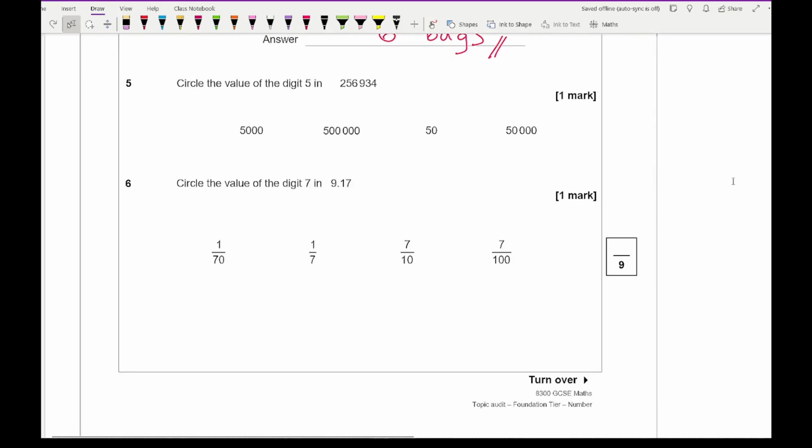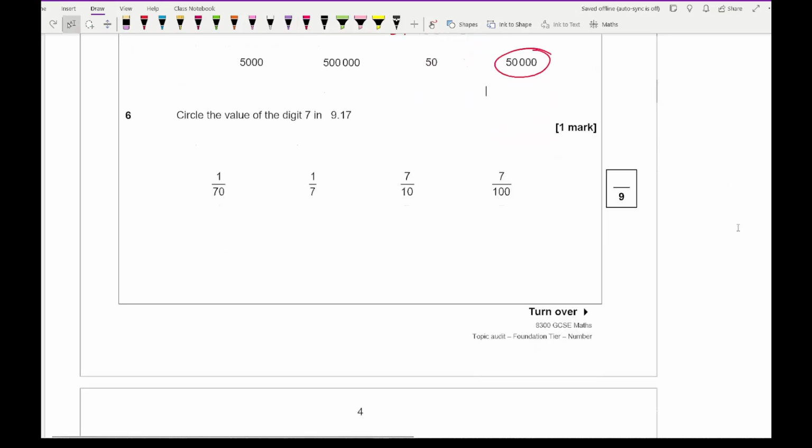Moving on to question 5, it says circle the value of the digit 5 in 256,934. So looking at place value, the 5 represents 10,000. So here we've got 5 times 10,000, which is going to give me my fourth option.